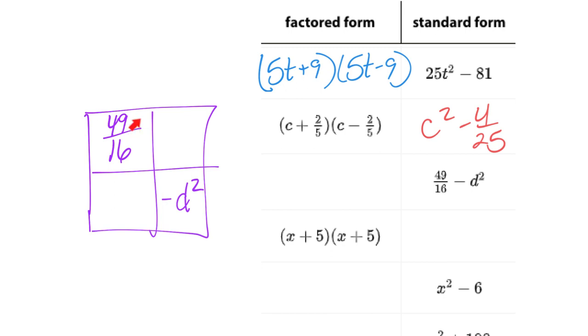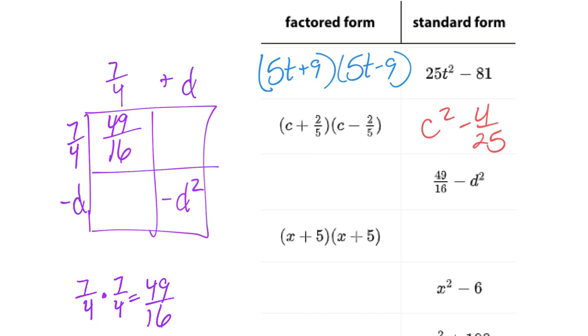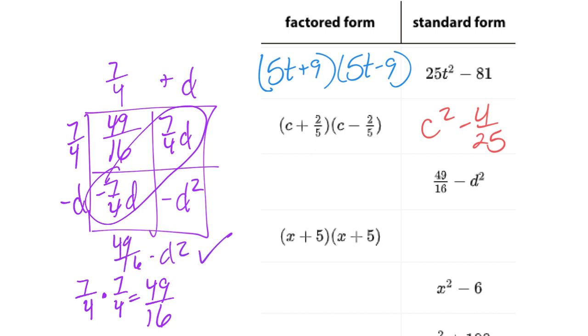This one looks a little bit different with fractions, but don't let that scare you. What times itself gets you 49/16? Well, I know that 7 times 7 gets me 49, and 4 times 4 gets me 16. So I test that out, and I do get 49/16 if I take 7/4 times 7/4. And then I need a plus and a minus because it's negative d squared, and I'm going to have a plus d minus d. And when I multiply that out, I do get my 49/16 minus d squared, which is what I want. And those factors were 7/4 plus d times 7/4 minus d.